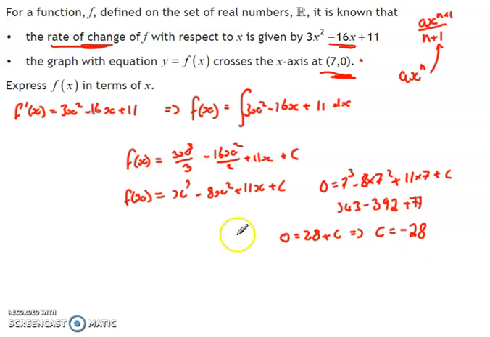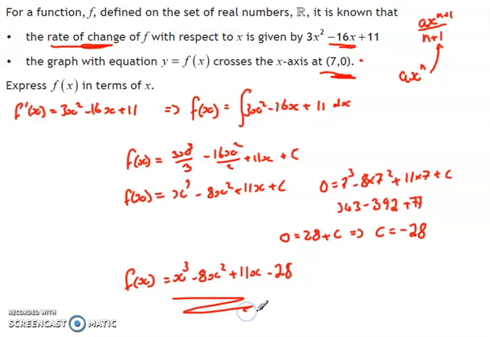So what I can then do is take this and plug it back into the formula to figure out what f of x is, and I can write that f of x is equal to x cubed, take away 8x squared, plus 11x, take away 28. There we go. Done. We've found our f of x from all the information that's there. We've got rid of the c, the constant of integration, and we have our exact function here.